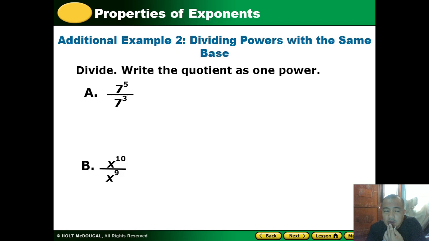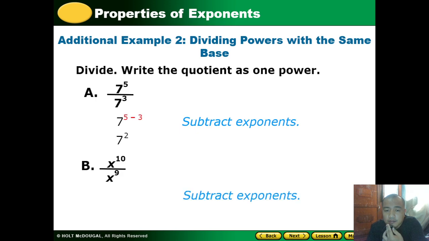Okay, let us now answer the following. Divide, write the quotient as 1 power. A, 7 to the 5th divided by 7 cubed. Subtract exponents because they have the same base. Keep the base 7 raised to the 2nd power, 7 squared, or 7 times 7 is 49. How about this? x raised to 10 divided by x raised to 9. Just subtract. x raised to 1 means just x, so x is the answer.